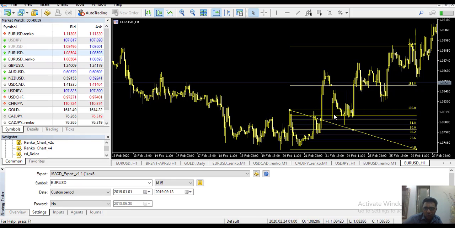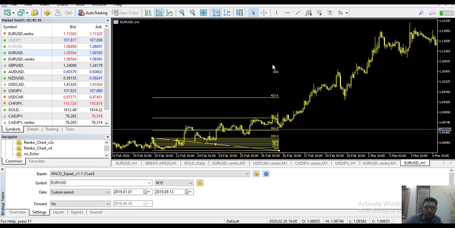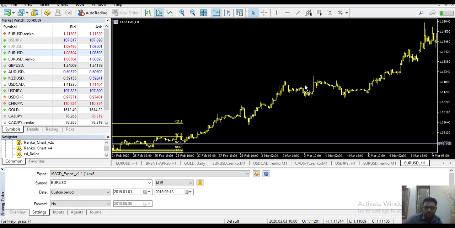When it moves back down, it can hit your break even, and you won't get enough profit. But if you keep the stop loss at the lower level, look what happens. It goes up, hits your second TP and third TP as well. So it's a very effective strategy, right?